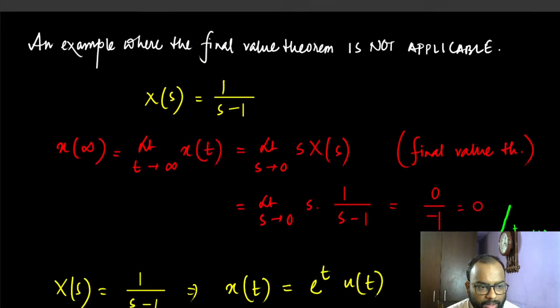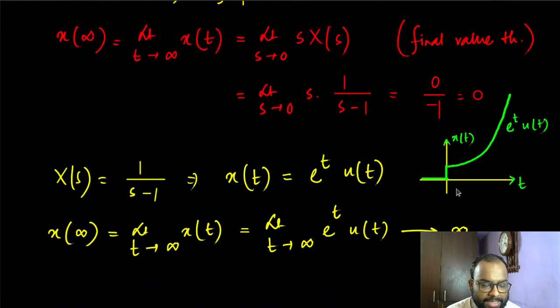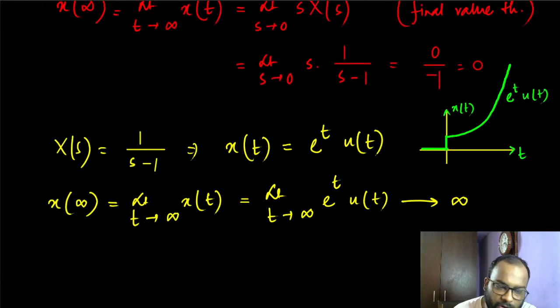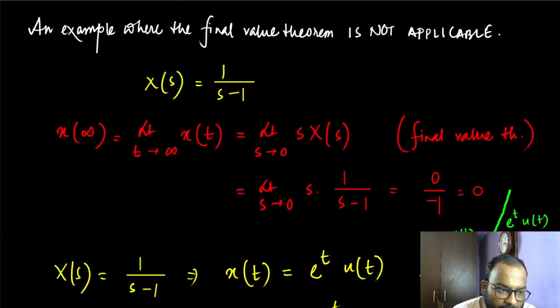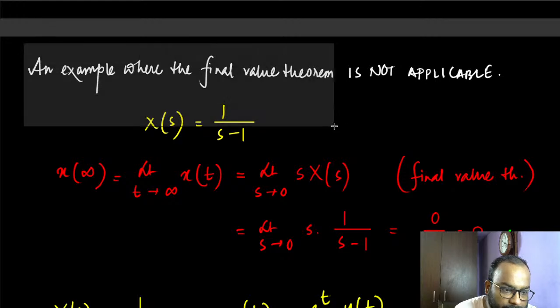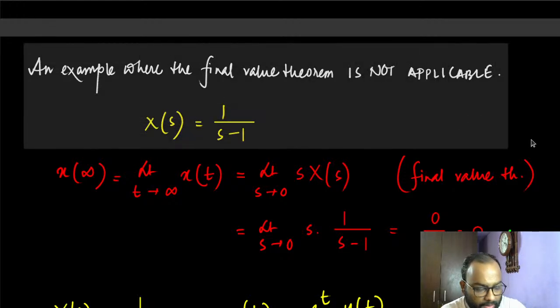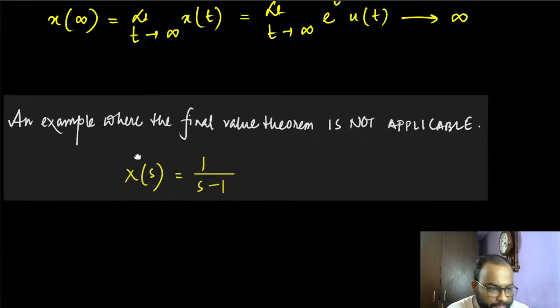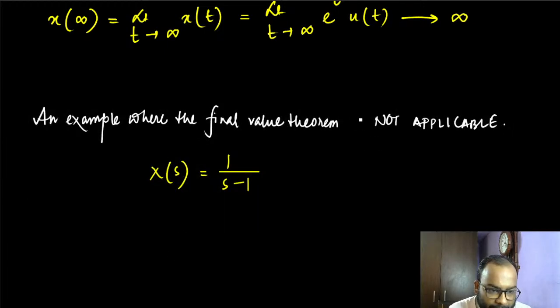So this is an example where the final value theorem is not applicable. Let me show you a very similar example where the final value theorem is applicable. And for that, all I could just take this is applicable.